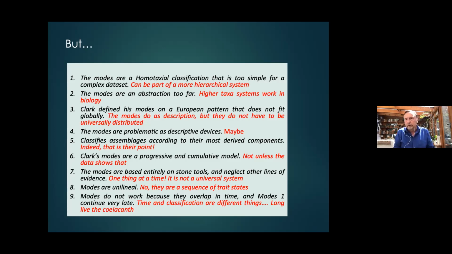Time and classification are different things, and we could have mode 1 existing quite happily today, just as we have coelacanths, which are a very ancient fish lineage, surviving long after it should have gone extinct by the standards of other contemporary fish. So the modes, I think, can be used.